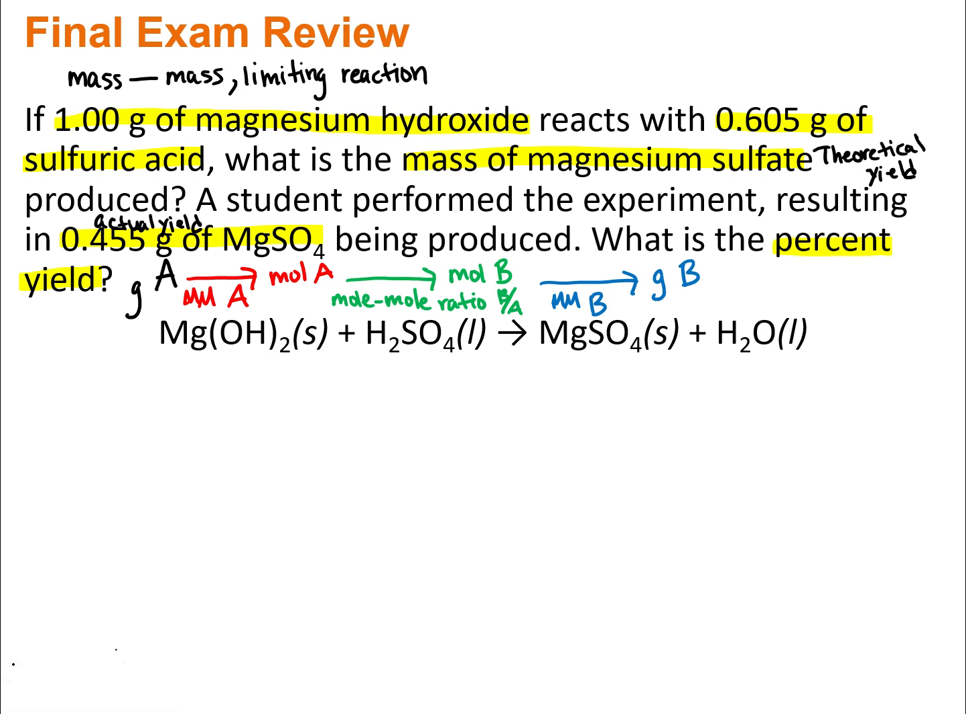First up, the magnesium hydroxide. That's what we're starting with, 1 gram. We first have to convert to moles. So I didn't write up the molar masses on here, but that's what I'm writing here. It's coming kind of out of left field. I apologize.